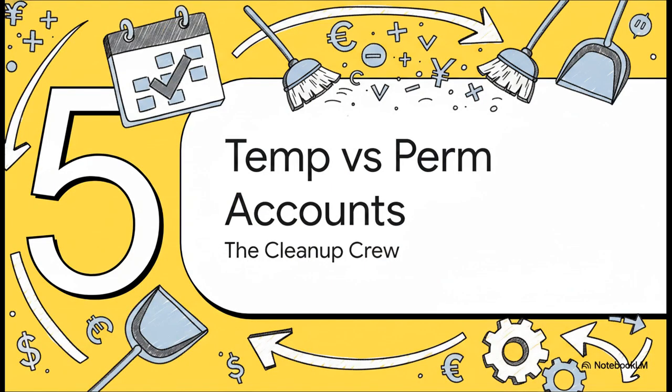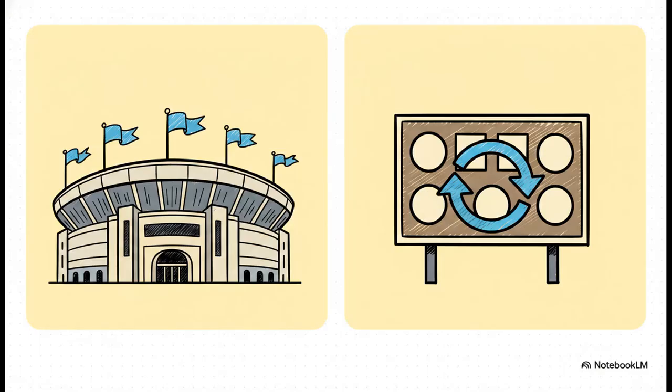And that brings us to our final section, part 5, temporary versus permanent accounts, also known as the cleanup crew. Now, closing entries are going to seem super confusing unless you grasp one fundamental difference. There are accounts that live forever, and there are accounts that have to start completely fresh. Think about a sports scoreboard, right? The points scored in a specific game, which are like your revenues and expenses, well, those have to be reset to 0 before the next game can even begin. Those are your temporary accounts.